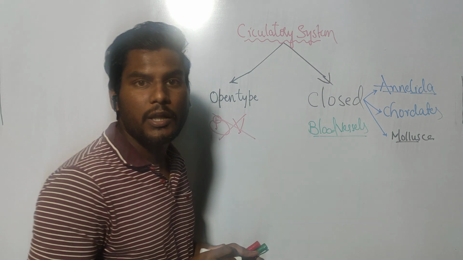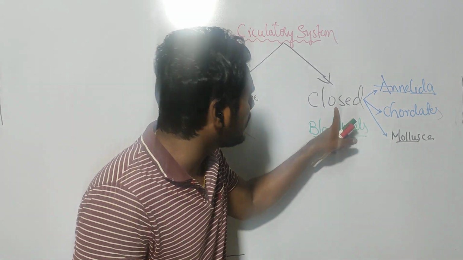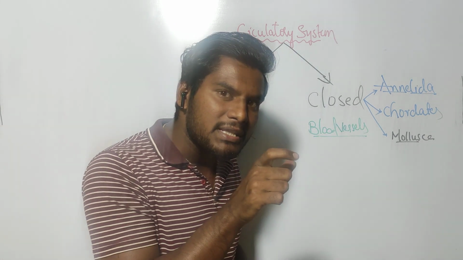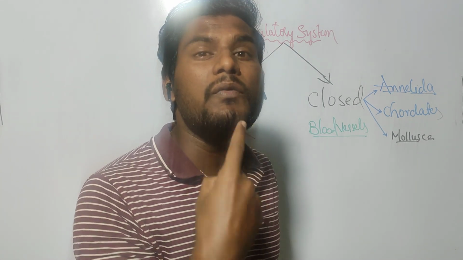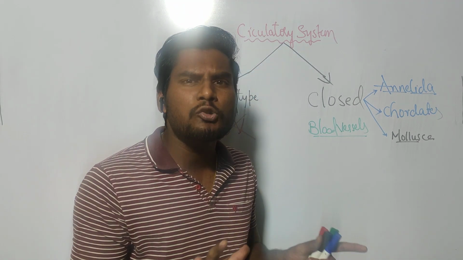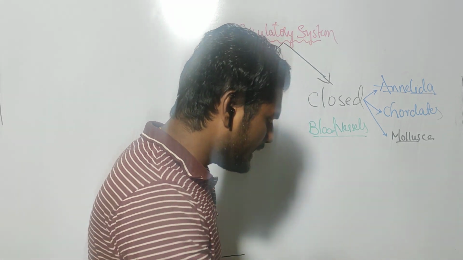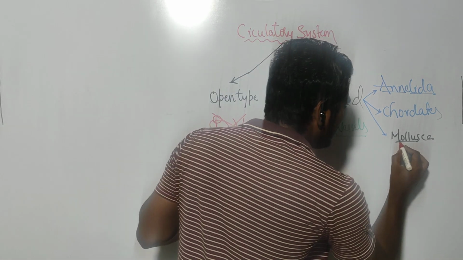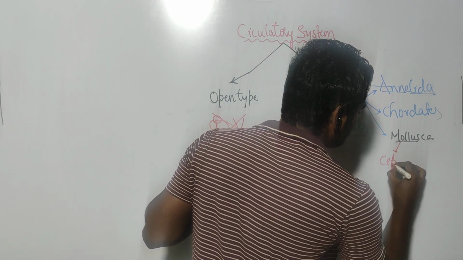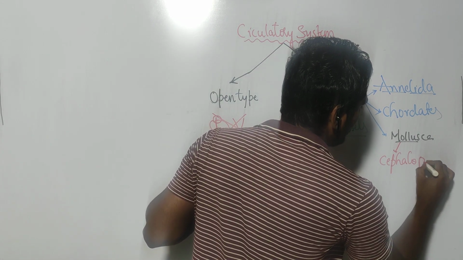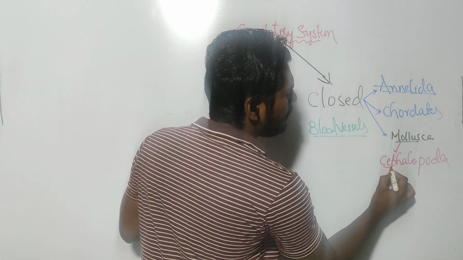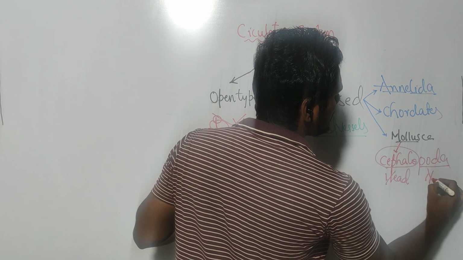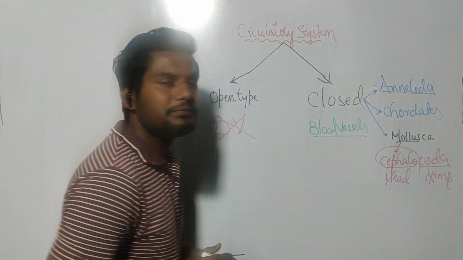Mollusca means spongy body. Sir, are molluscans showing the closed type of circulatory system? No, not molluscans. Mollusca is the phylum. A phylum is formed by a group of classes. In Mollusca, there are so many classes. One class name is Cephalopoda. Cephalo means head. Poda means arms or legs.